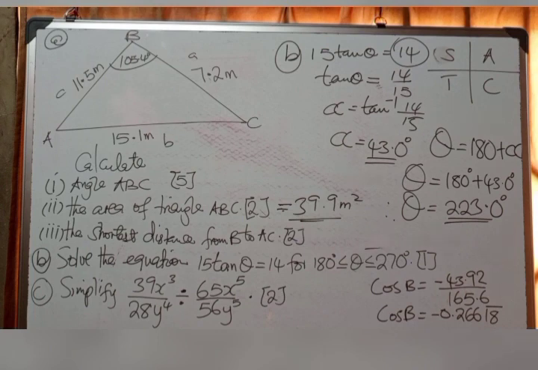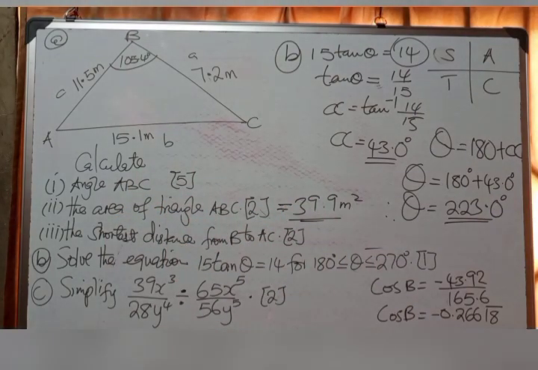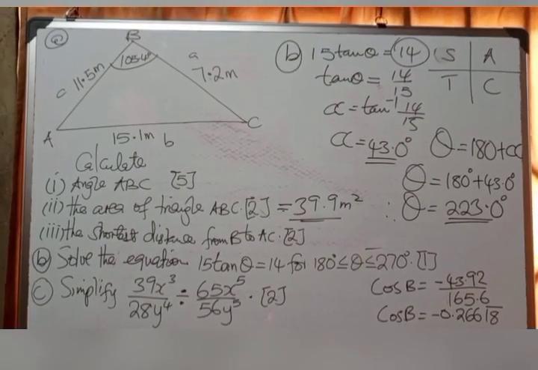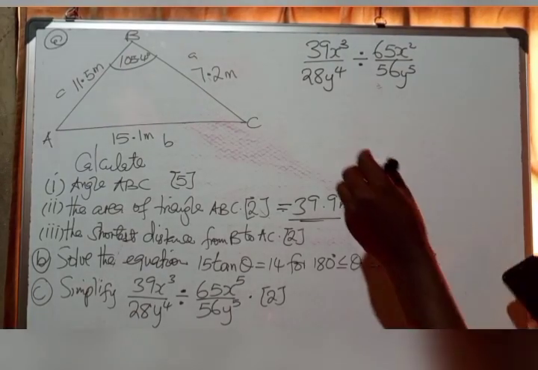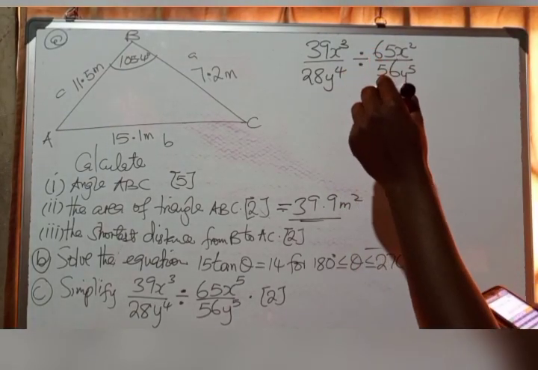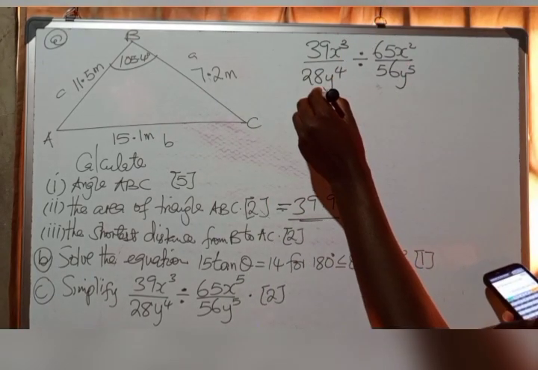Let's go to the last question. The last question is under simplify. Let us simplify that one. Of course, that one is under algebra, but it is normally merged with trigonometry in order to have the full 12 marks. How best can this one be answered? So the question is simplify that way. When you are dividing fractions, by the way, you change that division to multiplication.